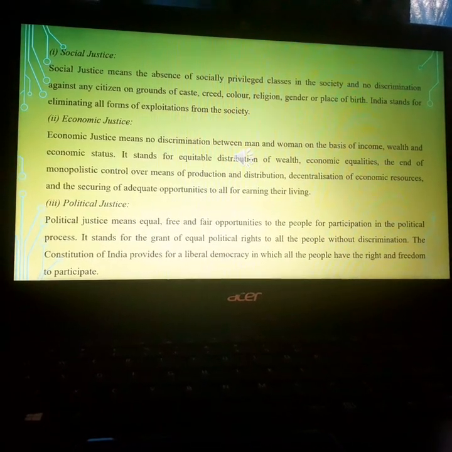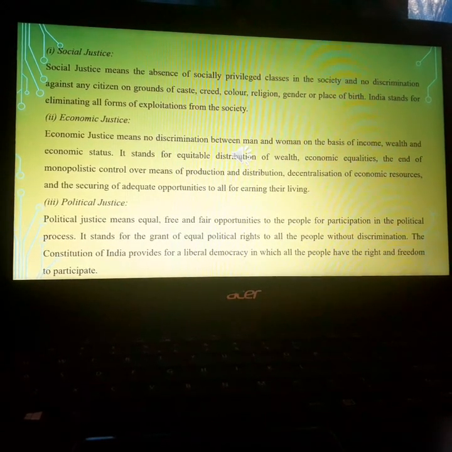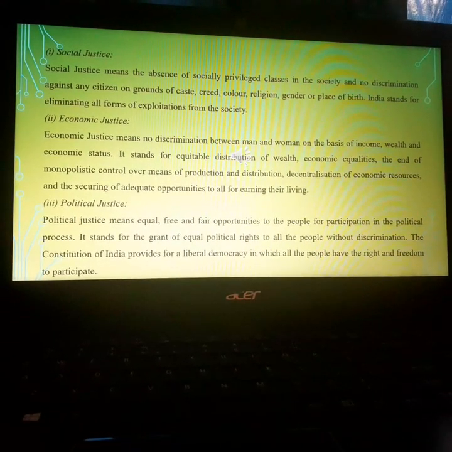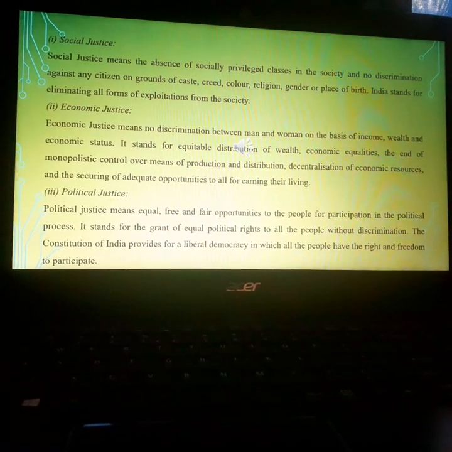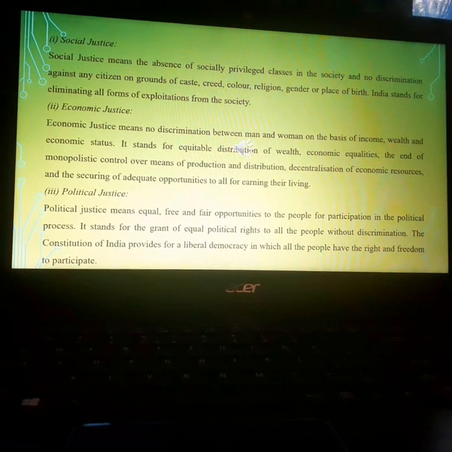Political justice means equal, free, and fair opportunities to the people for participation in the political process. It stands for the grant of equal political rights to all the people without discrimination. The Constitution of India provides for a liberal democracy in which all the people have the right and the freedom to participate.